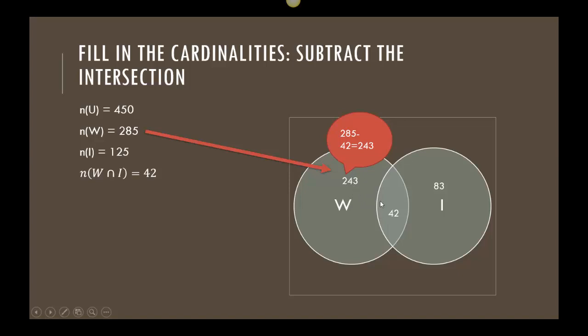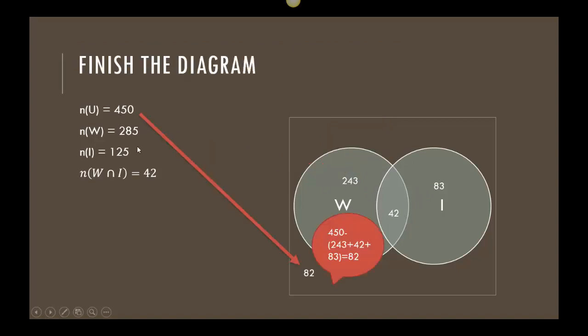Okay. What am I missing? I have 243, 42, and 83. That tells me how many I have right now, but I need to know, does that add up to my 450 altogether? So I just add those together, 243, 42, and 83, and I subtract them from my universe of 450 and say I have 82 other people.